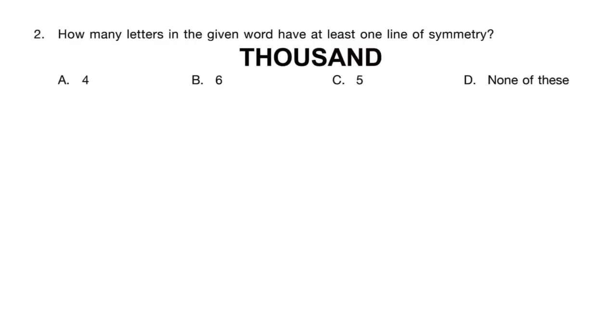Question 2. How many letters in the given word have at least one line of symmetry? T has one line of symmetry. H has one line of symmetry. O has infinite lines of symmetry. U has one line of symmetry. A has one line of symmetry. And D has one line of symmetry. 1, 2, 3, 4, 5, 6. There are 6 letters in the word which have at least one line of symmetry. Correct answer is option B.